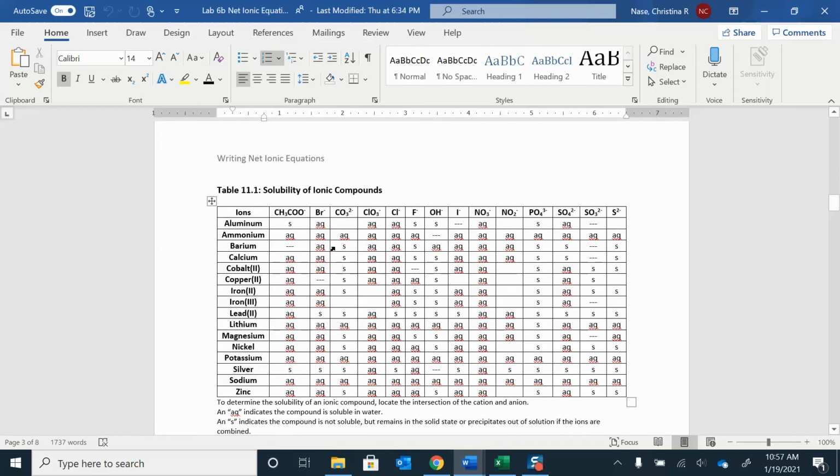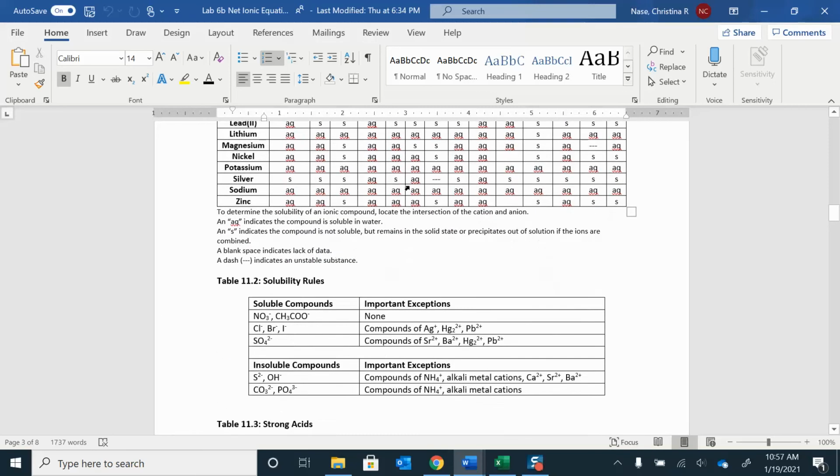So you can kind of check on here and say, all right, well, barium and carbonate. So barium carbonate, that's going to be a solid. Calcium carbonate, that's going to be a solid. If you go down carbonates, there are a lot of solids there. Hydroxides have a lot of solids. So we have solubility rules that are in the chapter, and then this is like our cheat sheet. So you can use either one.